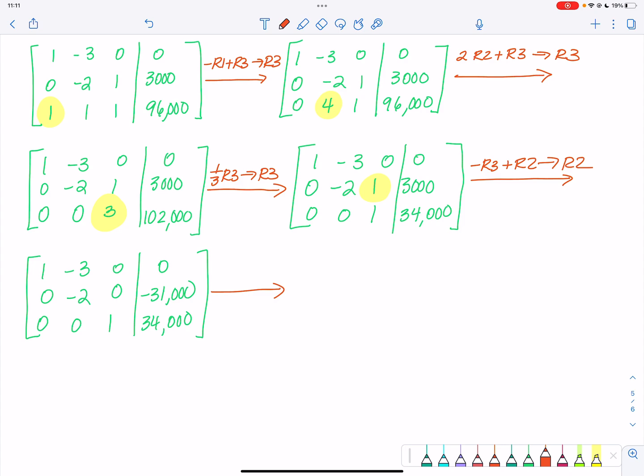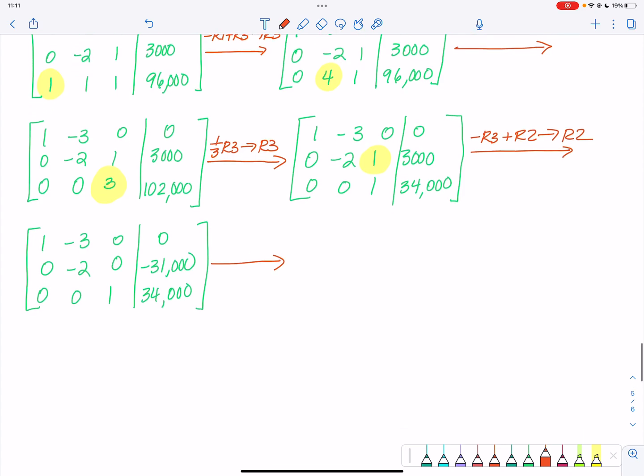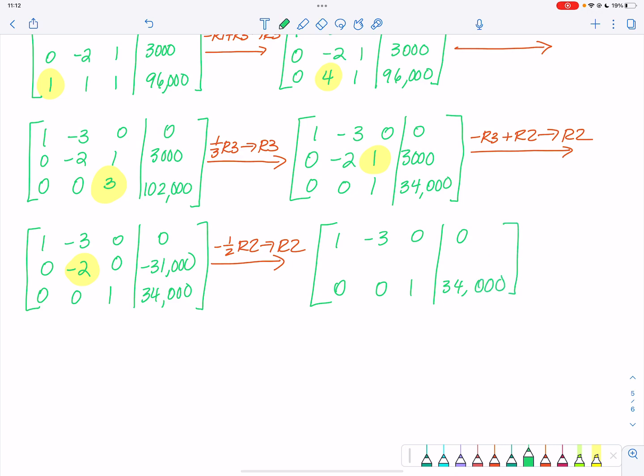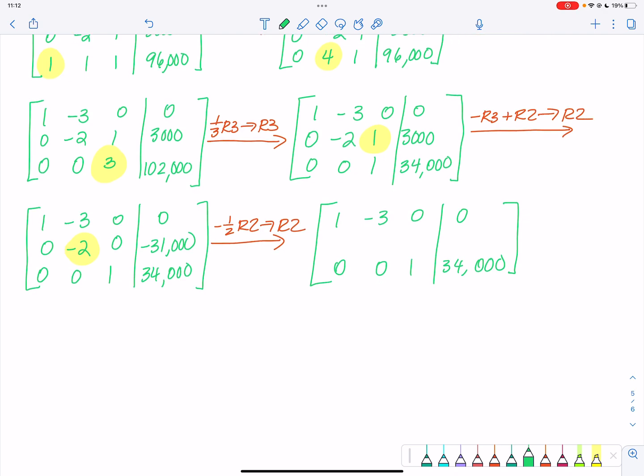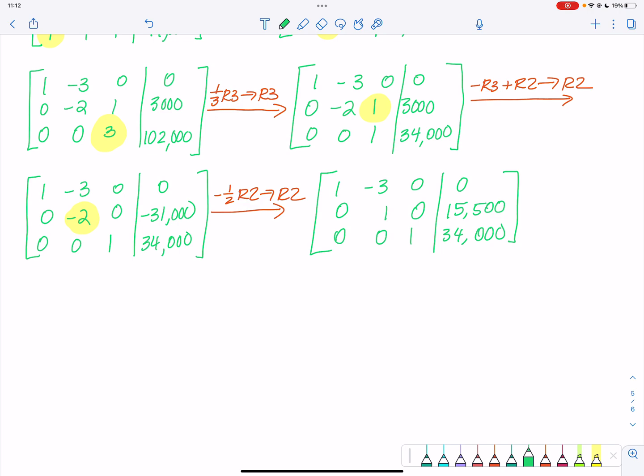Okay, so our next focus is going to be on row 2, and we could work on this -2. And we'll just divide or multiply row 2 by a -1/2. And so here we will have 0, 1, 0, and we will have 15,500, and that's positive because that was a -1/2.